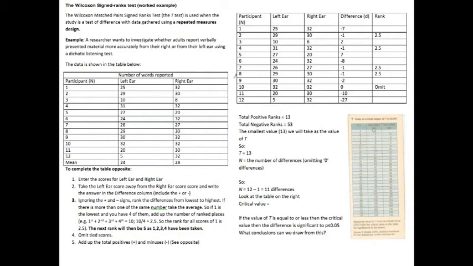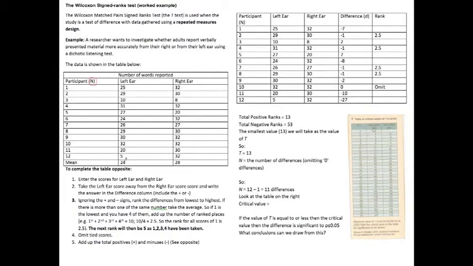So what we have is our initial results table here. This is how it's planned out. We have participants here. Participants are always represented by the letter N. You might see that scattered around all over the place. In this case, we have 12 participants. These are their scores for their left ear. These are their scores for their right ear.